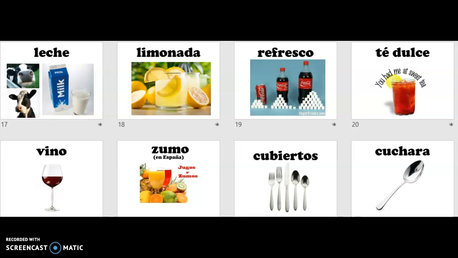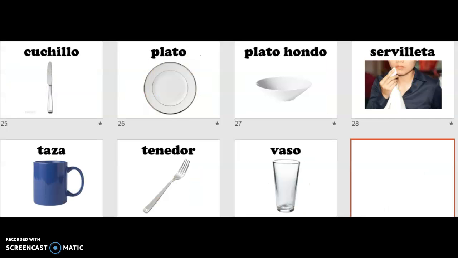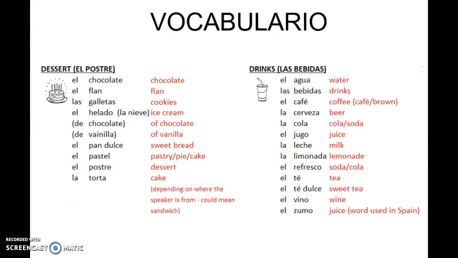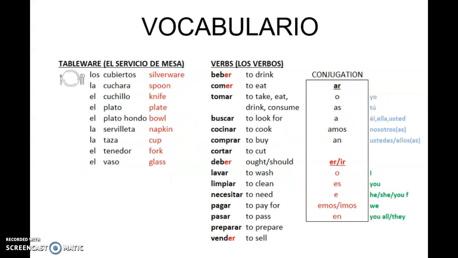And then some silverware things, we have cubiertos, cuchara, cuchillo, plato, plato hondo, servilleta, taza, tenedor, vaso. Okay, so here is a screenshot of your desserts and drinks and the tableware that we mentioned.